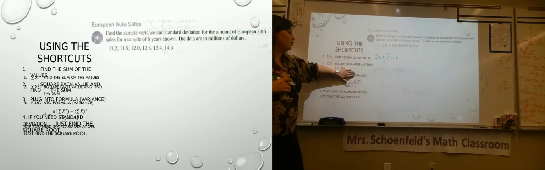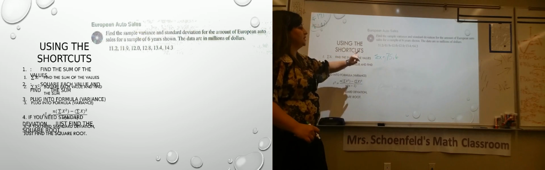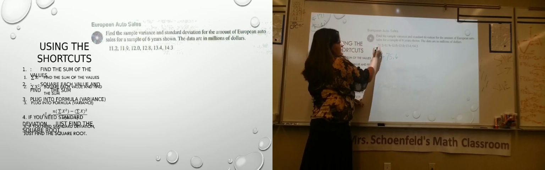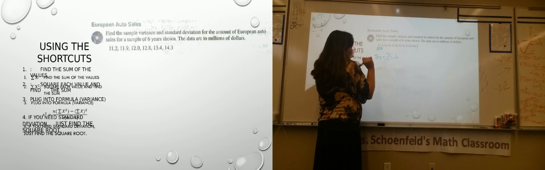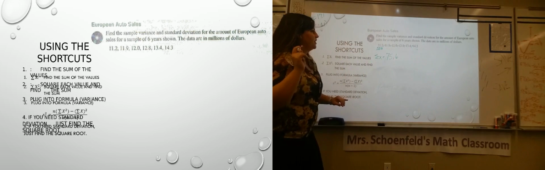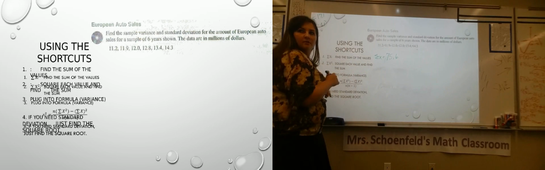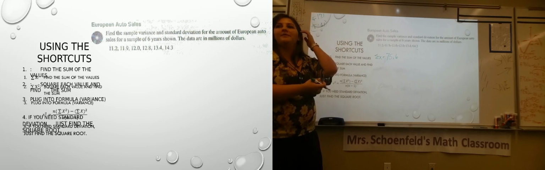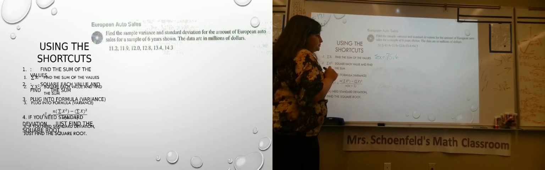Then we need to square each value. Not this number. We'll do that in a little bit, but we need to square each value. So 11.2 squared is 121.4. Actually, 121.8. I don't know if I'm right on that one. I don't think I'm right on that. So square some numbers for me. Square each one separately, and then we'll write them all down.